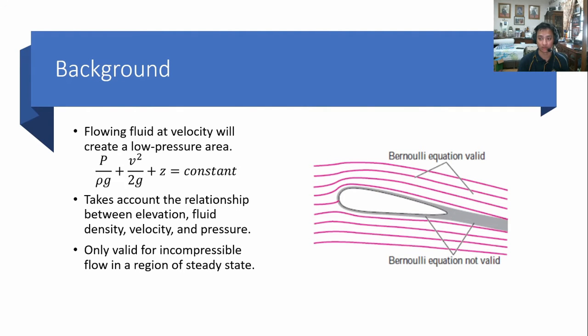Bernoulli's principle states that a flowing fluid at velocity will create a low pressure area. This phenomenon is called the Bernoulli effect. The effect is explained through this equation: P over rho g plus v squared over 2g plus z equals a constant. This equation takes into account the relationship between elevation, fluid density, velocity, and pressure. It is only valid for incompressible flow in a region of steady state. The net frictional force also needs to be negligible.